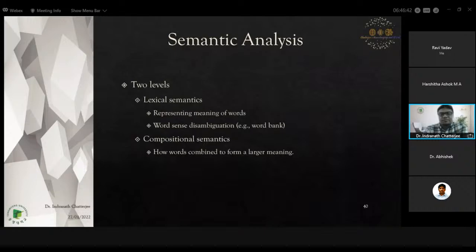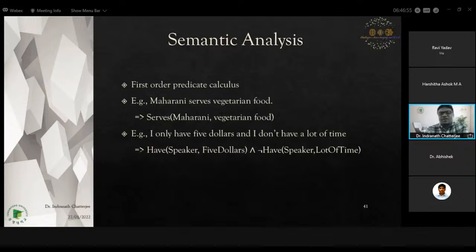So we use first order predicate calculus for the lexical level semantic analysis. That is, we first choose the verb, that is serves. Who serves? Maharani. What serves? Vegetarian food.